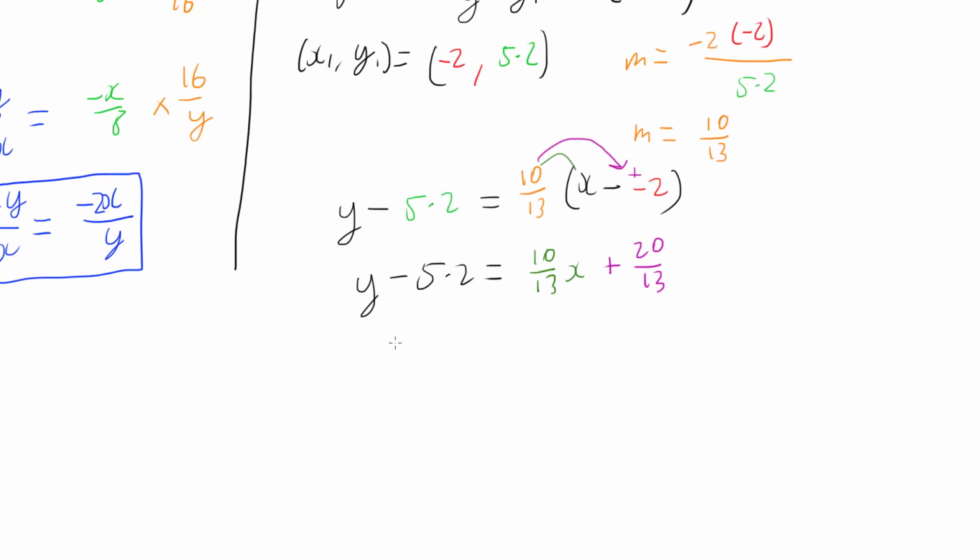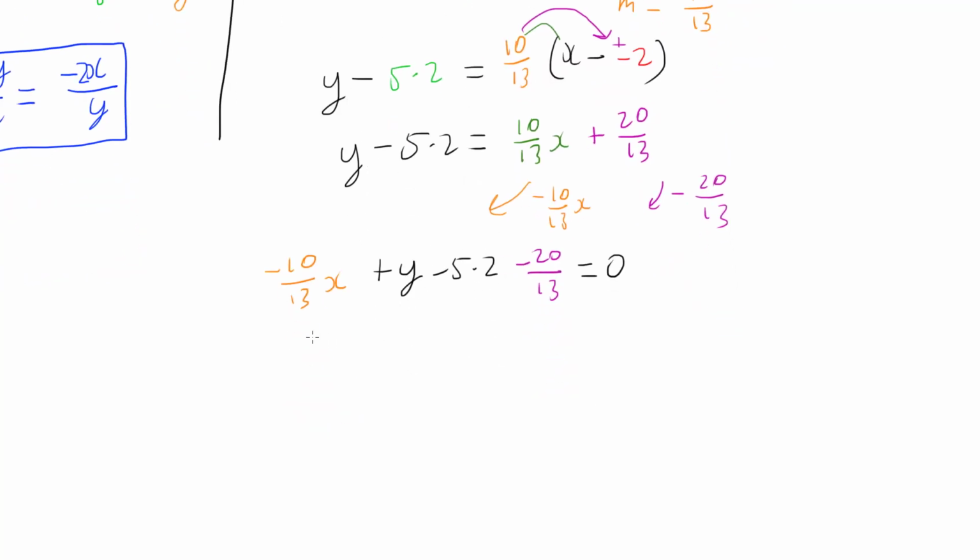So now I'm going to put this into our general form of a linear equation. So I'm going to minus off the 10x on 13, and I'm going to minus off the 20 on 13 from both sides. So that's going to give us negative 10 on 13x plus y minus 5.2 minus 20 on 13, and equals 0 is what's left on the right hand side. And so we're going to have negative 10 on 13x plus y, negative 5.2 take 20 on 13 leaves us with negative 438 on 65, and that equals 0.